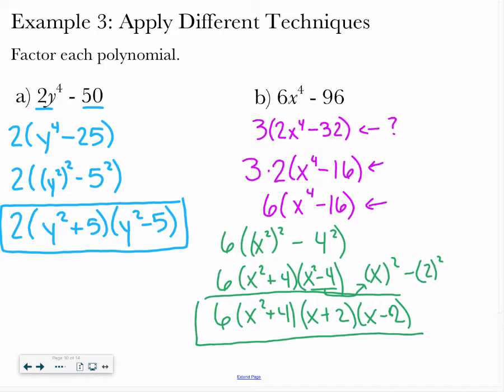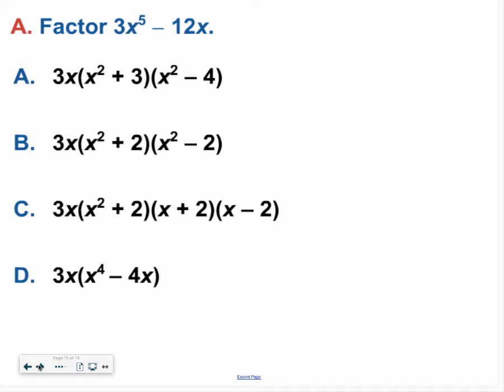Okay. So hopefully you're starting to recognize that a squared minus b squared pattern, and you know to keep splitting it up. Go ahead and try to factor this one on your own. Hopefully you ended up with 3x on the outside and then x squared plus 2 and x squared minus 2.